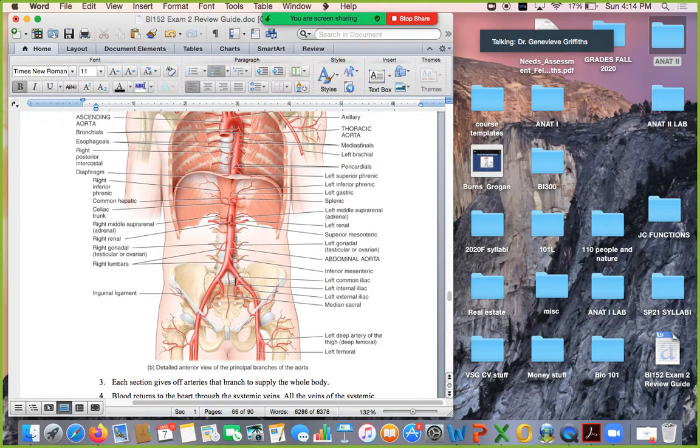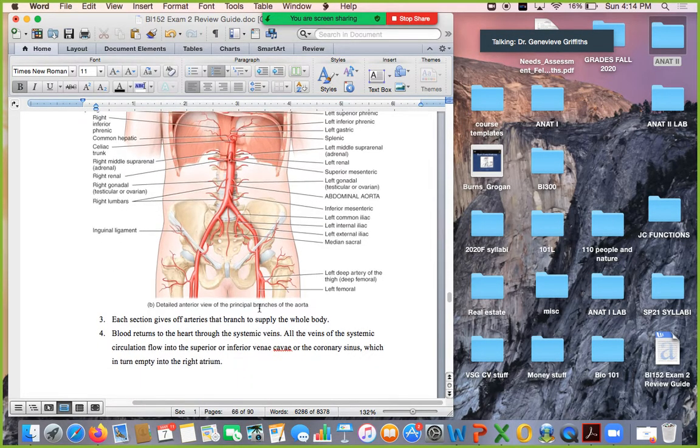Here we're going to have the common iliac, and just like we saw with the common carotid, it then splits into the internal and external. The internal is going to feed the hip tissue itself. The external iliac is then going to run out and then split down into the femoral. The femoral splits into the deep femoral of the thigh and the femoral itself.